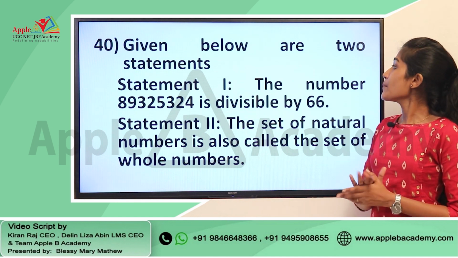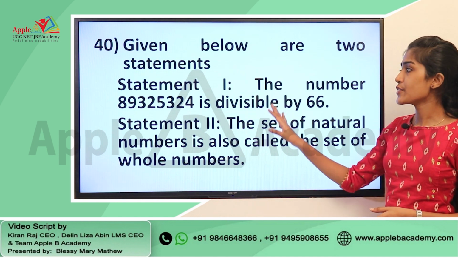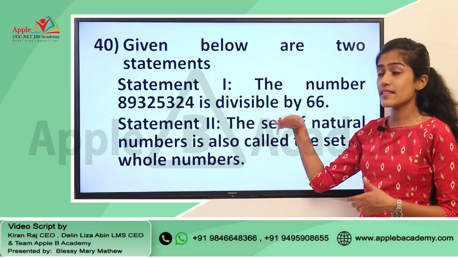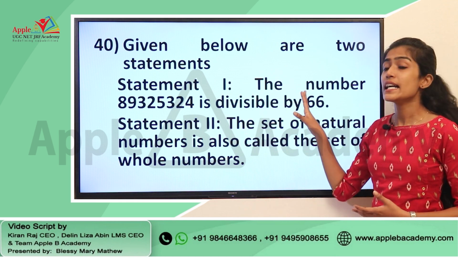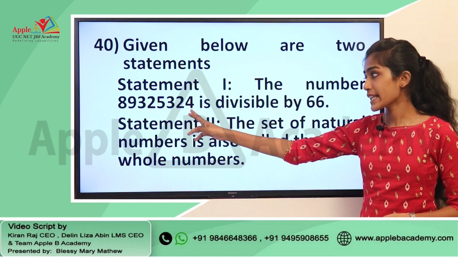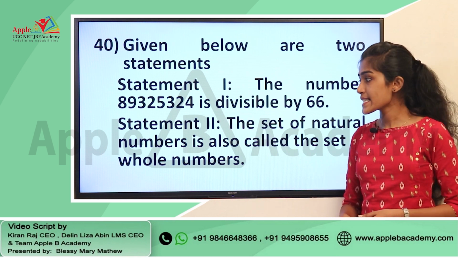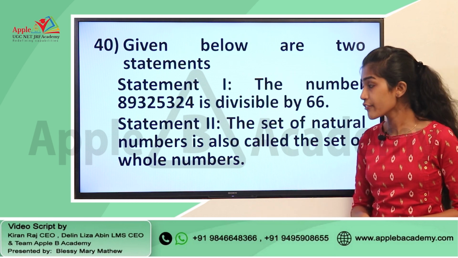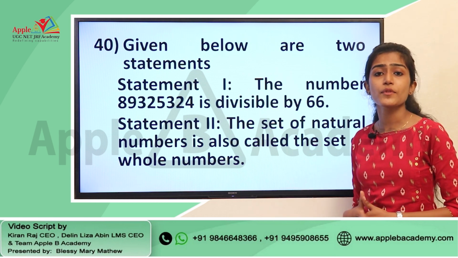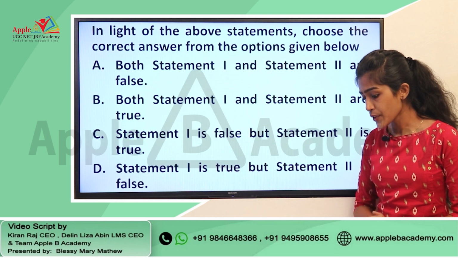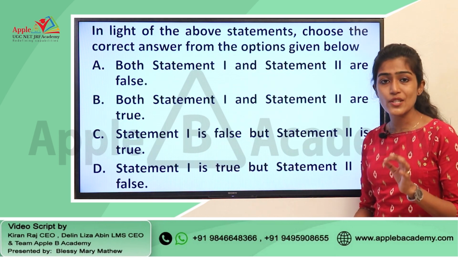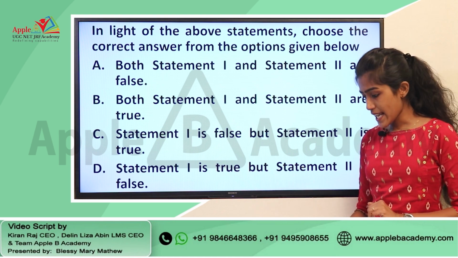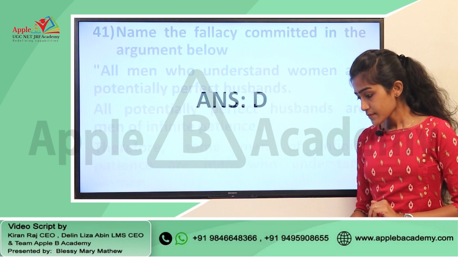Next question, given below are two statements. So, we have two different statements. In statement 1 we have a number, and the statement states that this number is divisible by 66, and in statement 2 we have the set of natural numbers is also called the set of whole numbers. Again, this is from the module Mathematical Reasoning and Aptitude. The right answer for this question is option D. Statement 1 is true, but statement 2 is false. So, the right answer is option D.